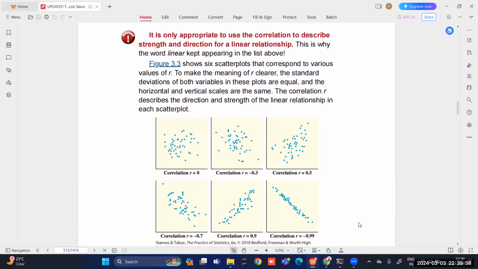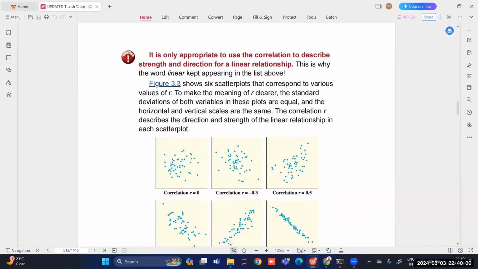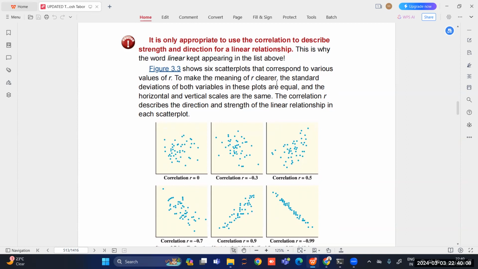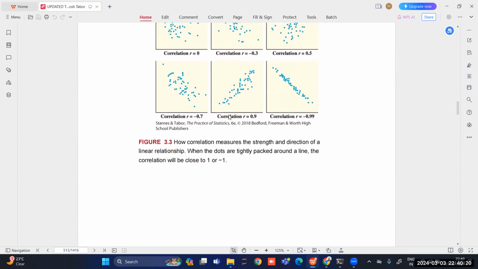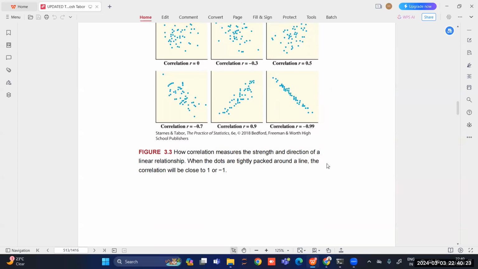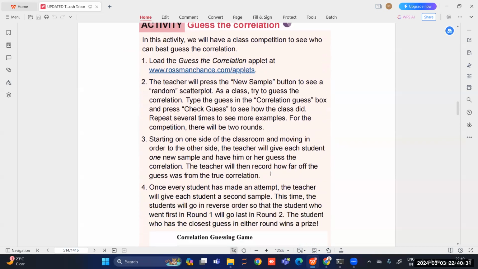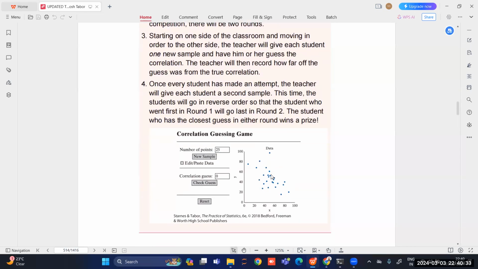Figure 3.3 shows six scatter plots that correspond to various values of R. To make the meaning of R clearer, the standard deviation of both variables in these plots is equal, and the horizontal and vertical axis scales are the same. The correlation R describes the direction and strength of the linear relationship in each scatter plot. When the dots are tightly packed around the line, the correlation will be close to 1 or -1. Now guess the correlation of this data.